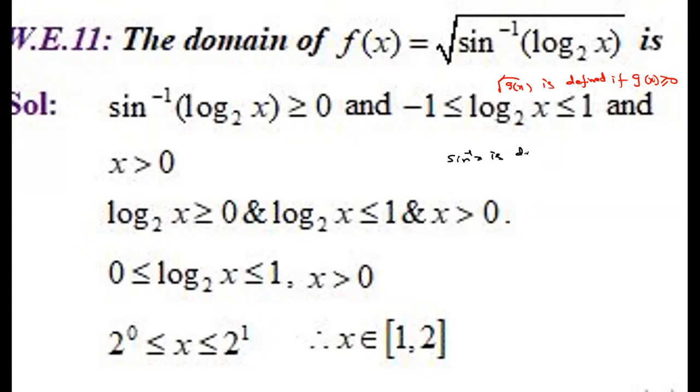Sine inverse x is defined if -1 less than or equal to x less than or equal to 1. That's the meaning. So here x is also positive, because for a logarithm to be defined, x should be positive. So x greater than 0 means what about log x to the base 2 greater than or equal to 0? One case, another.